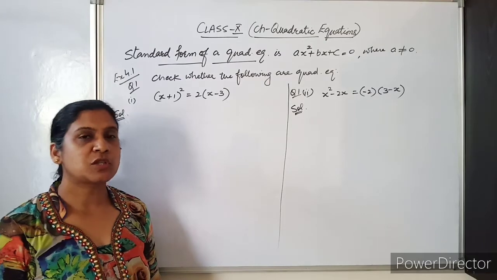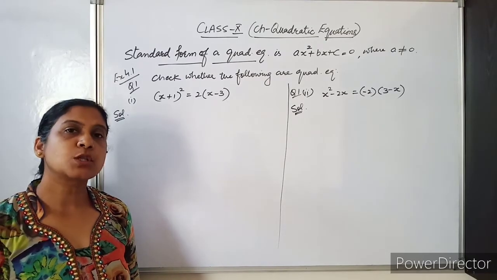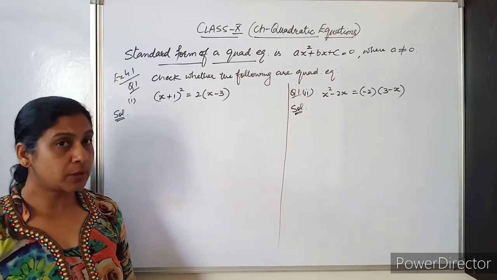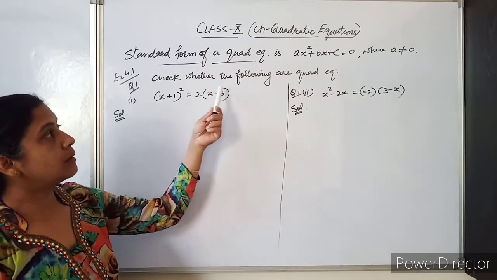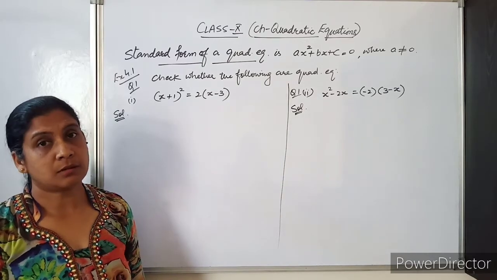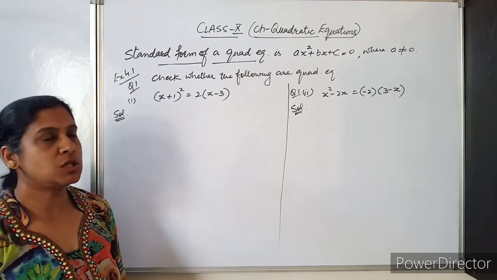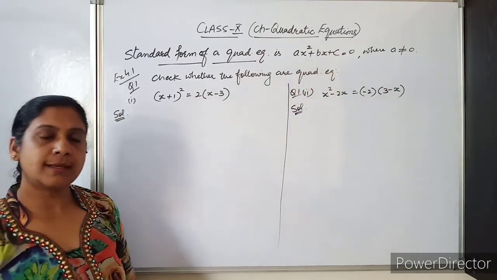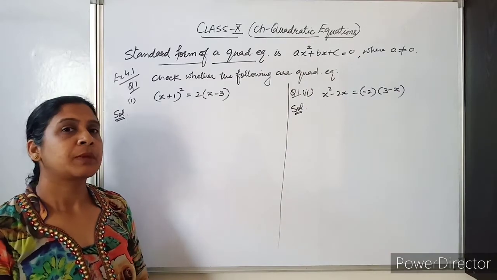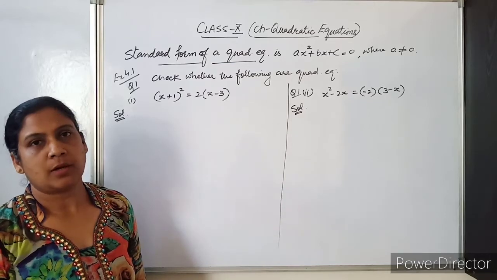Right in the beginning of the chapter, we will be getting two types of questions. One, representing the given situations mathematically in the form of quadratic equations, that we have done. And the second would be: check whether the following are quadratic equations or not. We will be given some equations. We have to simplify them and ultimately check if they can be written in the standard form of a quadratic equation, ax square plus bx plus c equal to 0. If yes, it is a quadratic equation. If they can't be, then we say no, it is not a quadratic equation.